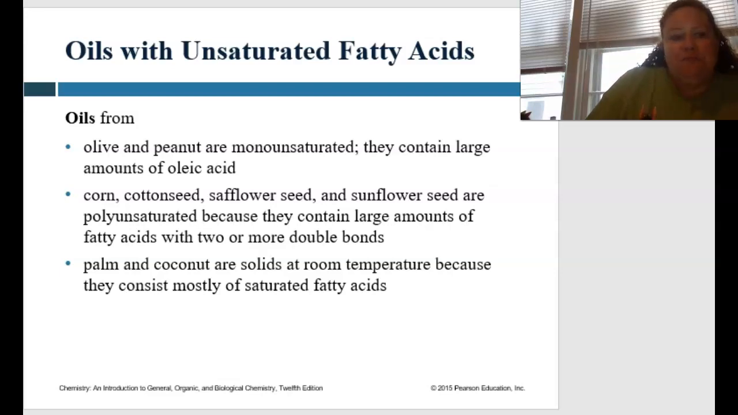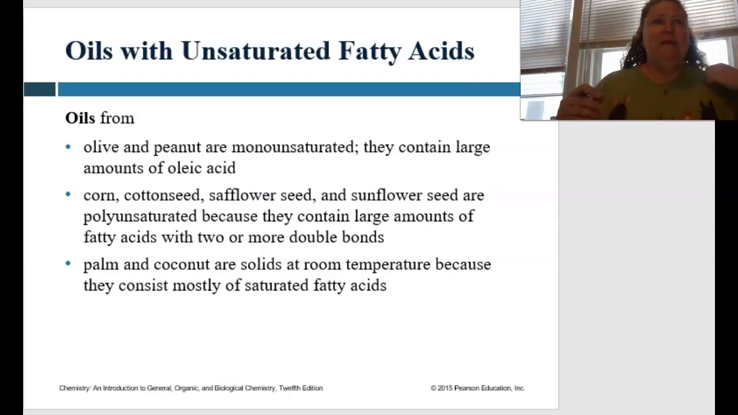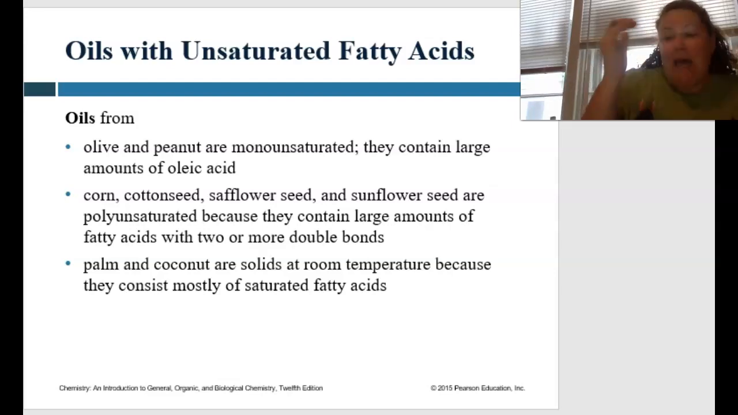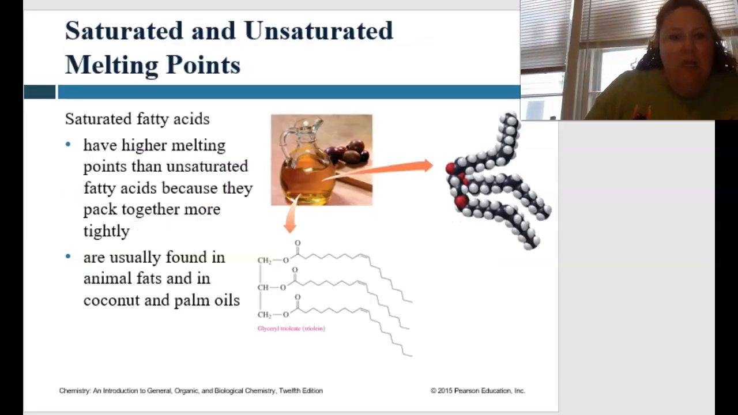Palm and coconut oils are solid at room temperature because they consist mostly of saturated fatty acids. Remember, the saturated ones are like playing Tetris with sticks, right? They stack really easily, and when they stack easily, it's easy to become solid.